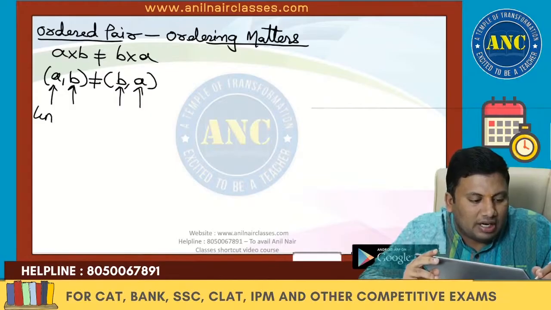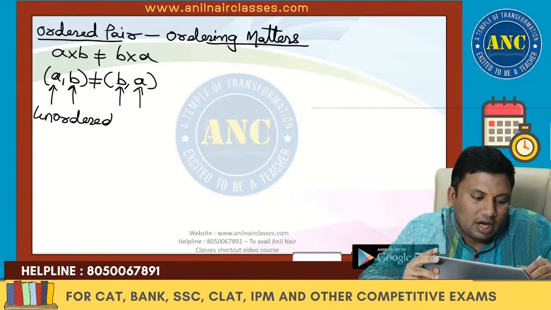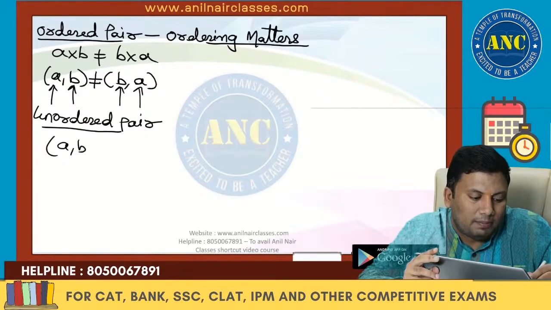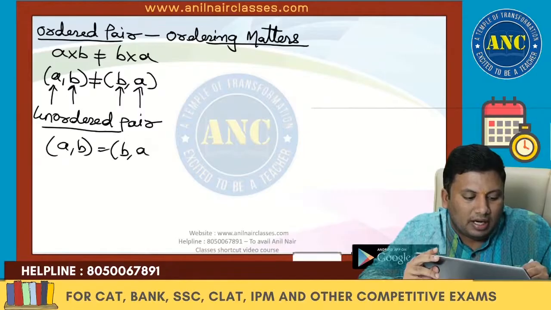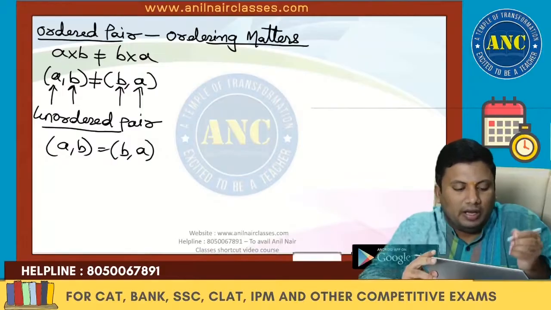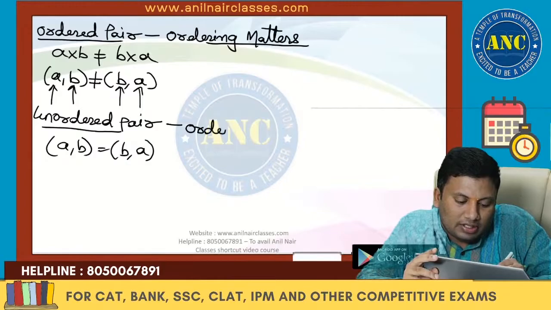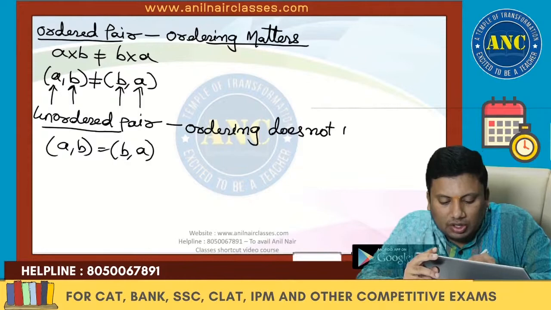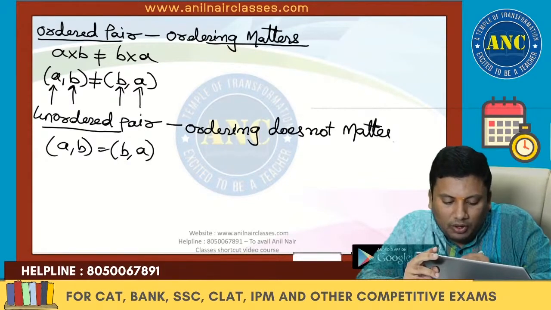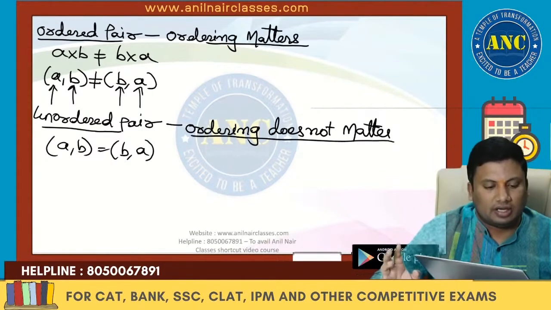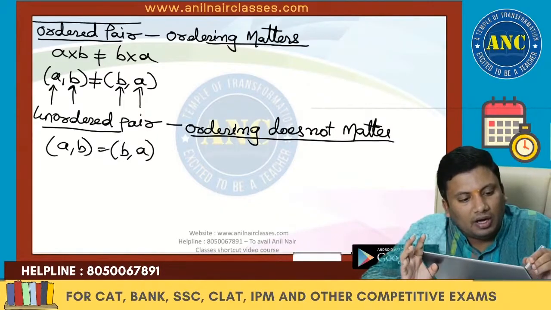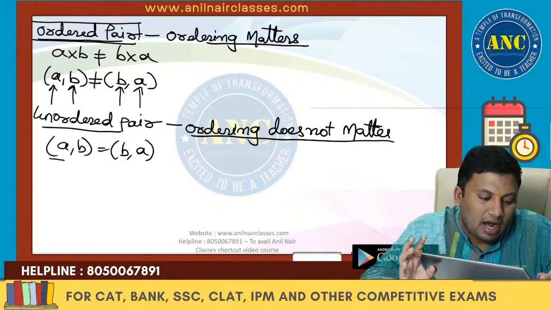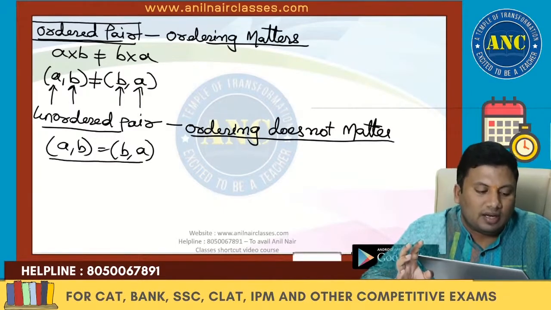What is an unordered pair? An unordered pair is nothing but A comma B is equivalent to B comma A. Ordering does not matter. Very, very important. I hope it is clear. Ordered pair: ordering matters, A comma B is not equivalent to B comma A. Unordered pair: A comma B is equivalent to B comma A.